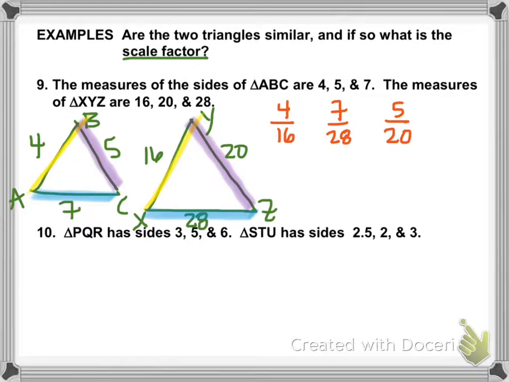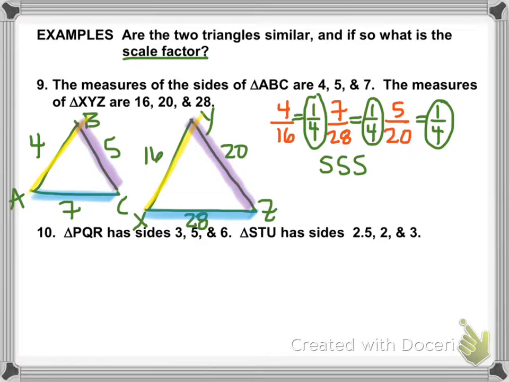Let's simplify all these fractions just to make sure that they are equivalent. If they're equivalent, then our triangles are similar. So 4 over 16 simplifies to 1/4. 7 over 28 simplifies to 1/4. And 5 over 20 also simplifies to 1/4. Since these are all equivalent, that means the sides are proportional. So these triangles are similar by SSS similarity. So yes, they're similar. The second thing it asked is, what is the scale factor?